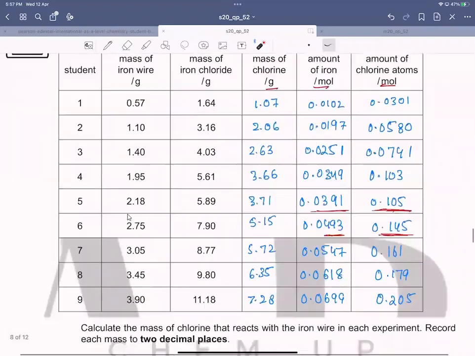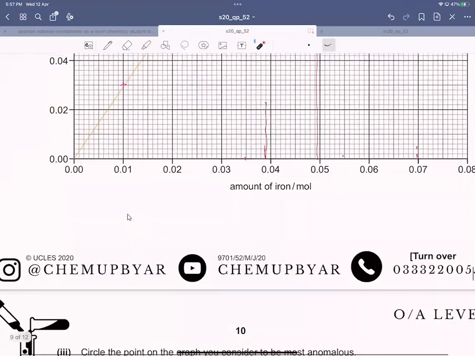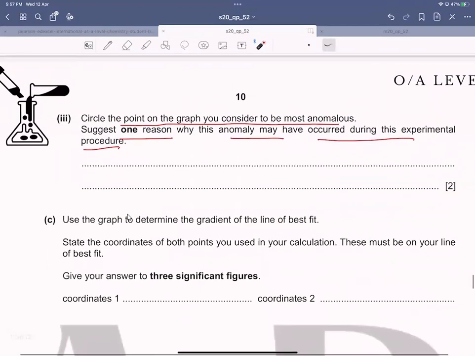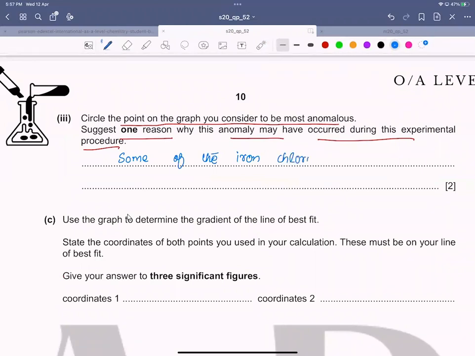Okay. So we can write over here that some of the iron chloride might escape with chlorine. Is this part clear?